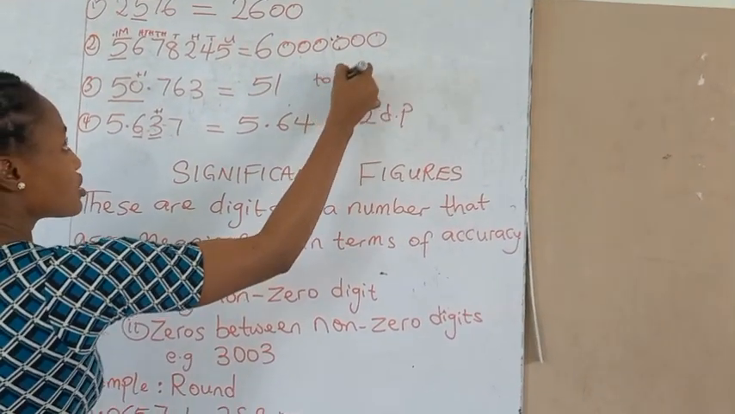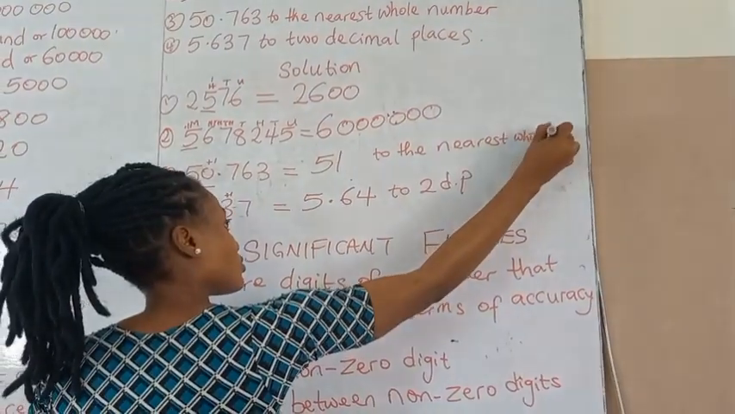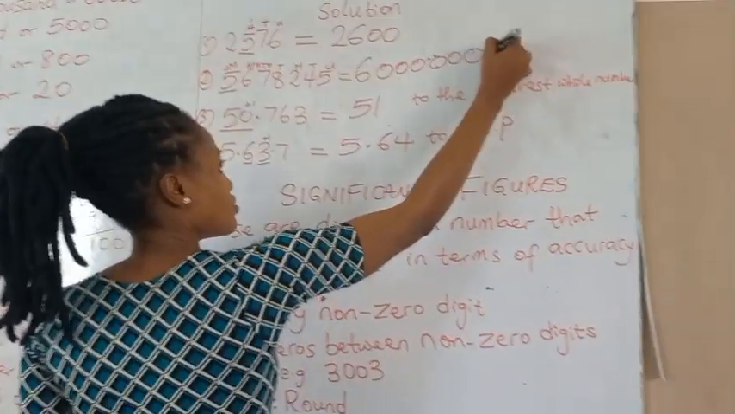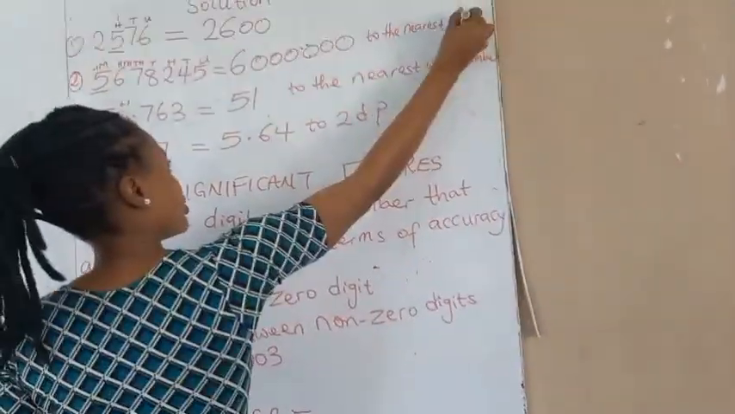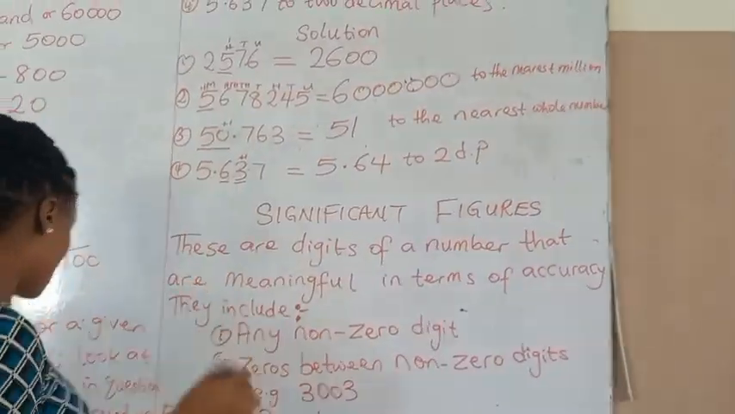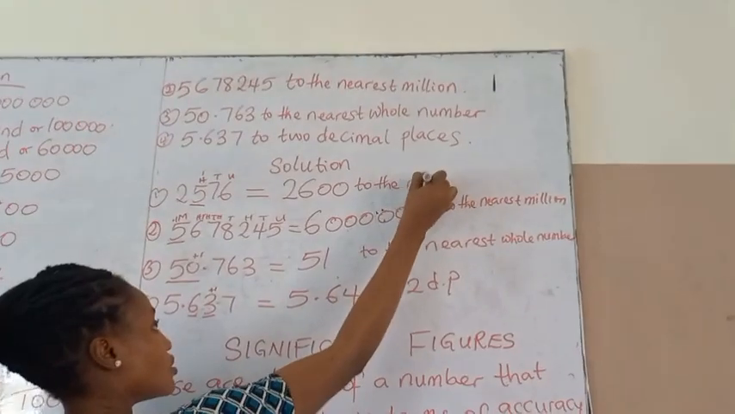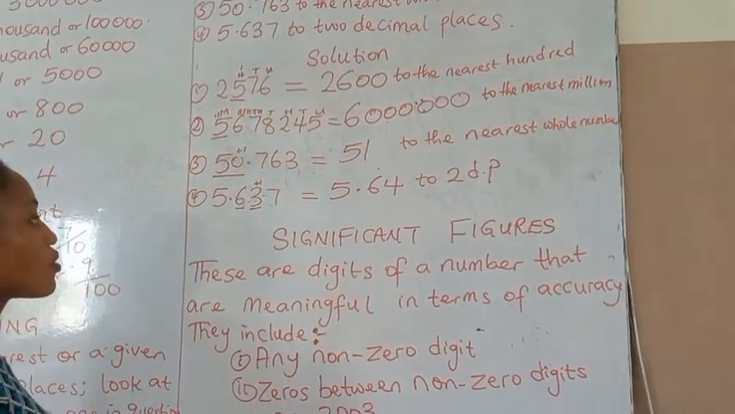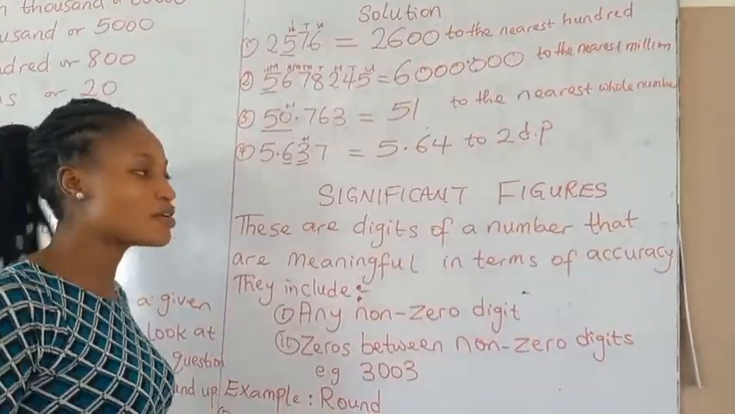This one is to the nearest whole number. This one is to the nearest million. While the last one is to the nearest thousand. To the nearest 100. So that is all on rounding to given decimal places, to given nearest whole number, nearest million, or nearest 100.